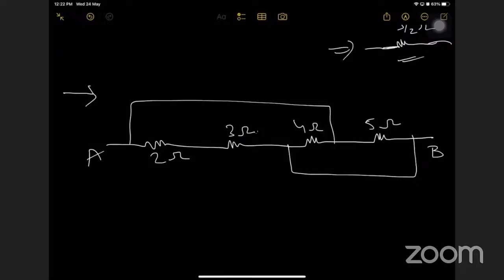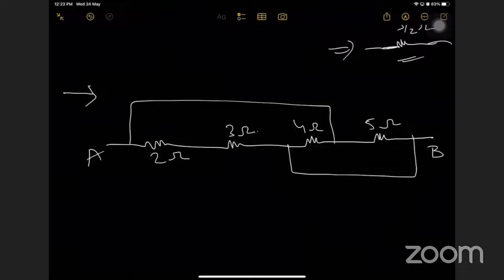4.5. How much did you get? Adding 2, 3, 4, 5, 9... 1 by 9, 2 by 9, 9 by 2, 4.5. Sir, I think it's 4.5. So 14 ohms. 14 ohms, sir. Are you sure? Yes, sir.